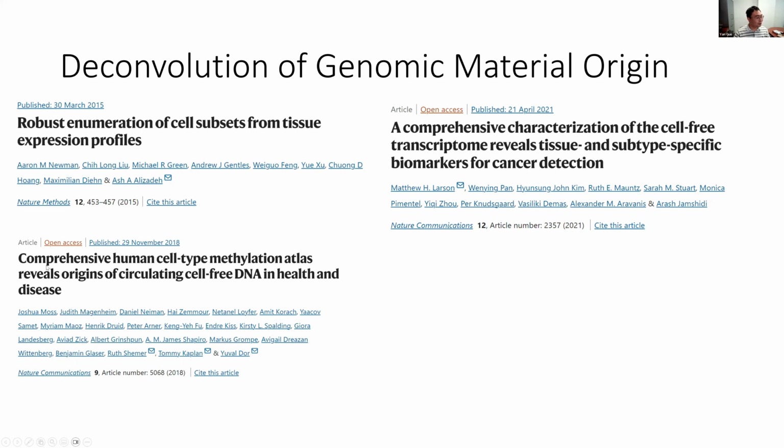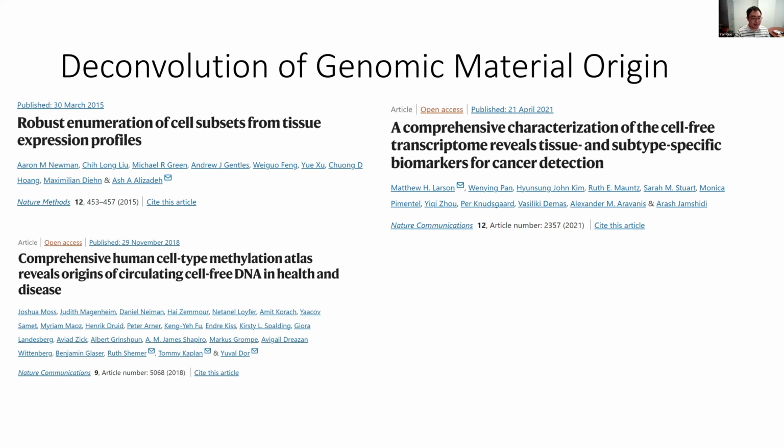And then this one is another method for deconvolution of cell-free DNA from DNA methylation data. So they have DNA methylation, they can deconvolute. They say, okay, this data is from 40% of lung, 20% of kidney, that kind of thing. They can trace the origin of the DNA, cell-free DNA in this case. And there's another one for cell-free RNA. So they can deconvolute the tissue origin of cell-free RNA.